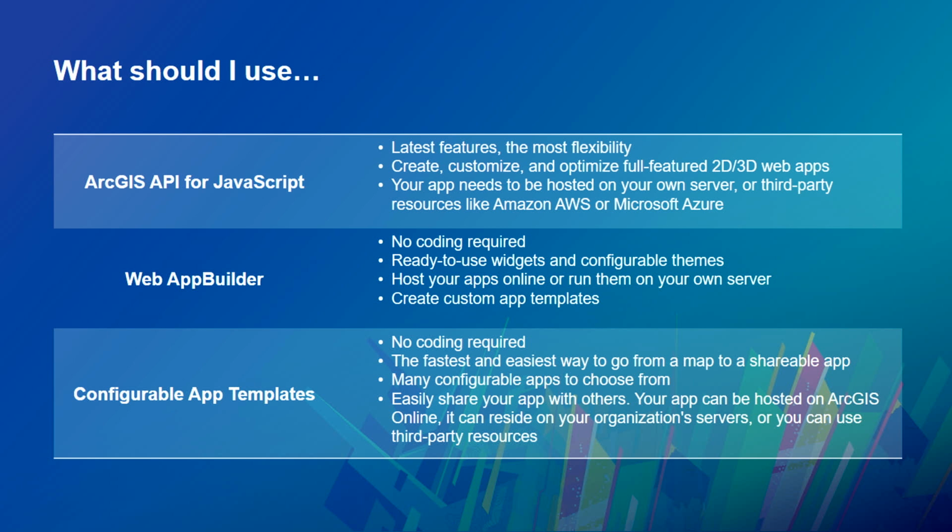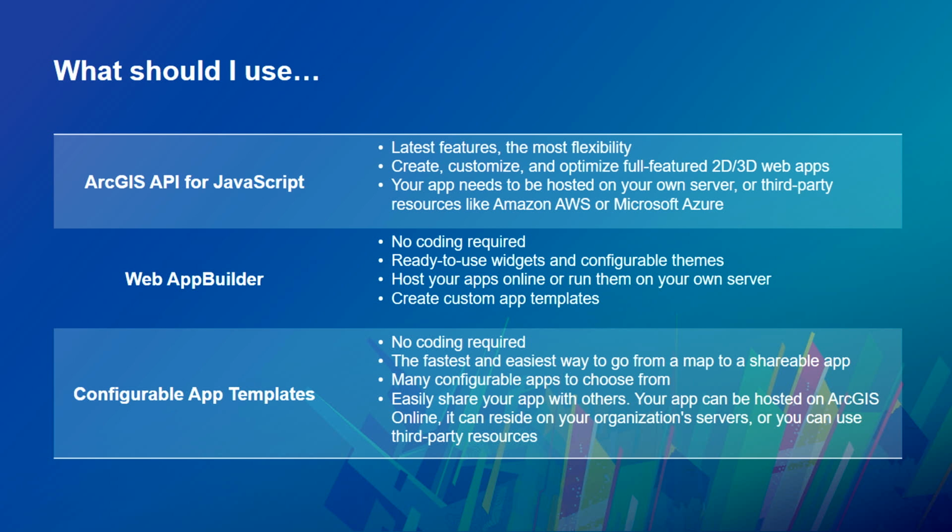With the ArcGIS API for JavaScript, you can enjoy the latest features and the most flexibility. You can create, customize, and optimize full-featured 2D and 3D web apps. But on the other hand, your app needs to be hosted on your own server or third-party resources like Amazon AWS. With the Web AppBuilder, there's no coding required, and you can use all those ready-to-use widgets and configurable themes. You can choose to host your apps online or run them on your own server. You can also use the Web AppBuilder to create custom app templates.